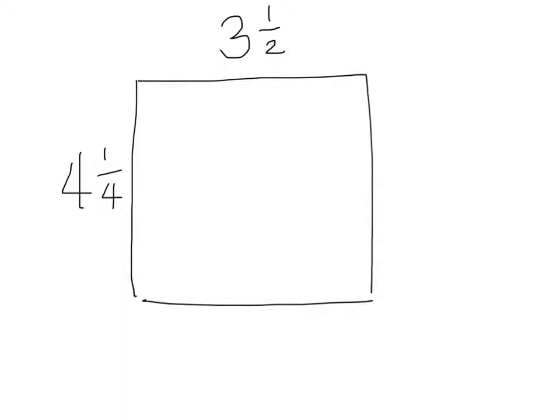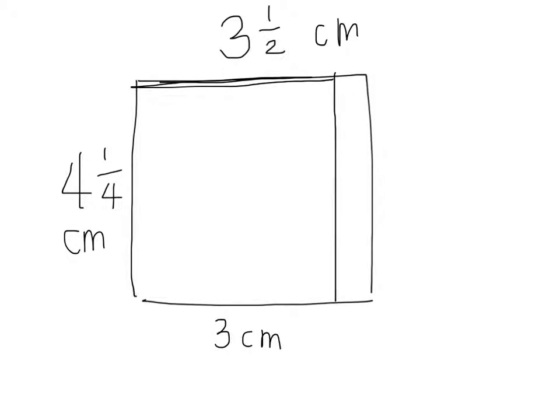So let me be more specific. What if I said it's 3.5 centimeters and 4.5 centimeters? Okay, so we have units. Can I have 3 centimeters going along the top? This part is 3 centimeters, and then this last section is 0.5 centimeter. Is that possible? Okay, how would I split up this other side then? The 4.5 centimeters. How could I split that up? Or 4 1/4 centimeters, sorry.